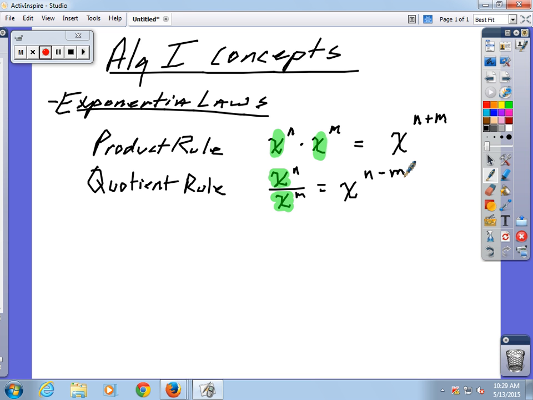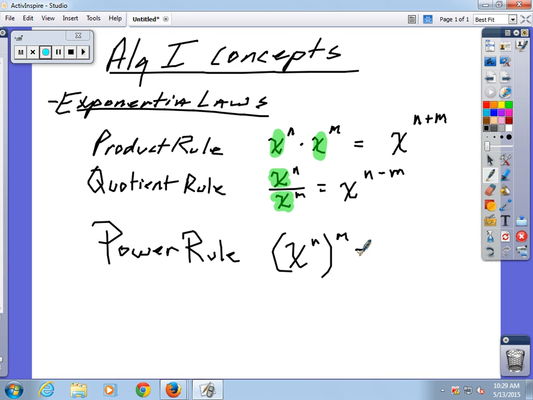Power rule. X to the n raised to the m power. What do you do to the variable, the exponents when you are multiplying or raising a power to a power?